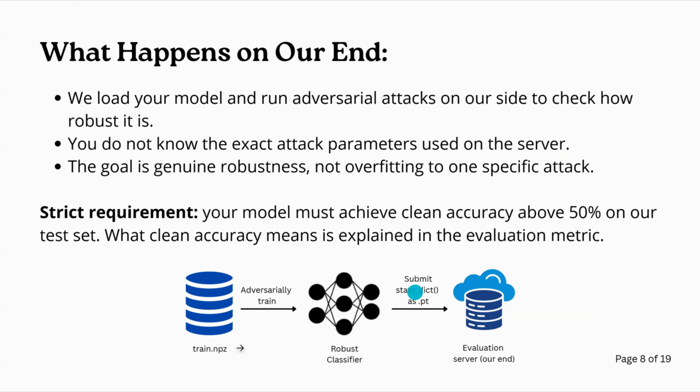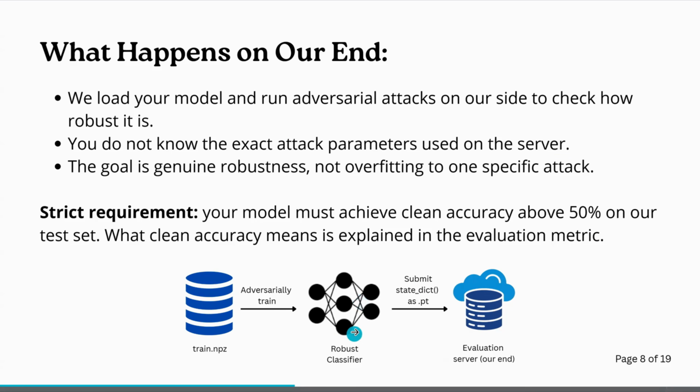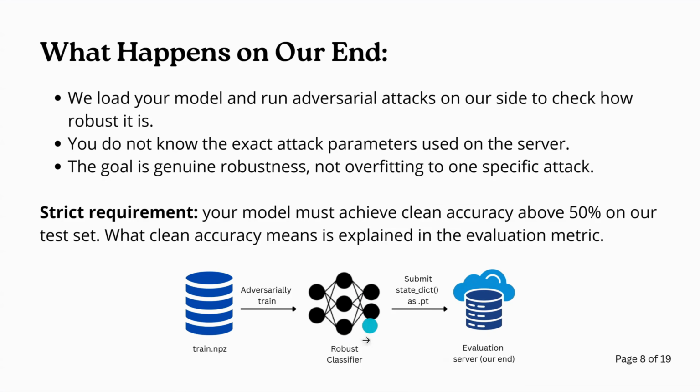One of the strict requirements here is that the model you submit must achieve more than 50% accuracy on our test set. What clean accuracy exactly means, I'll explain in the evaluation metric, but you just have to make sure that the clean accuracy is above 50%, and it will be evaluated on a test set. The test set is coming from the same distribution as the train set that is provided to you, so there would be no distributional shifts there.